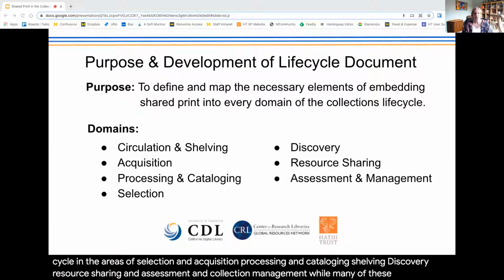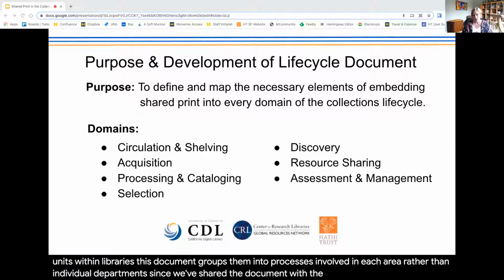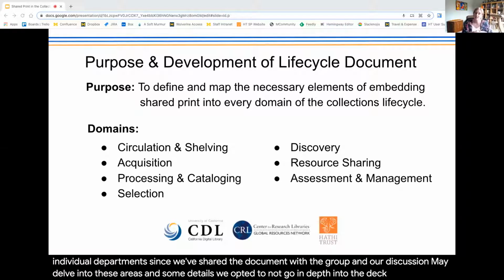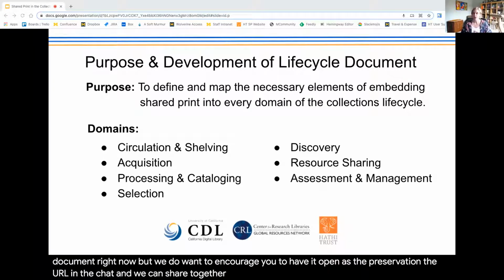While many of these are unique units within libraries, this document groups them into processes involved in each area rather than individual departments. Since we've shared the document with the group, and our discussion may delve into these areas in some detail, we opted to not go in depth into the details of the document right now, but we do want to encourage you to have it open as the presentation continues. And you should have the URL in the chat and we can share it again shortly, just so that you can follow along.